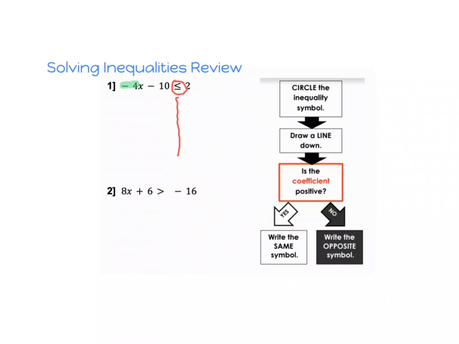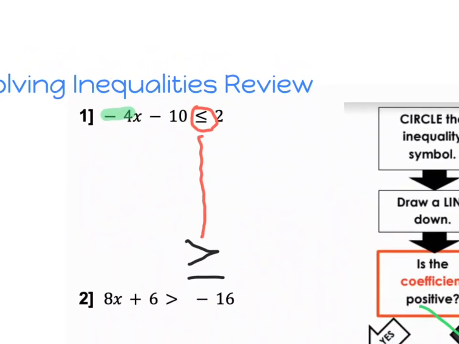Is my coefficient positive? And you'll notice that the negative 4 that's with x is not positive. So when I follow this arrow to answer the question, no, it's not positive, I have to actually change that inequality symbol around. It is not going to stay less than or equal to. It needs to become a greater than or equal to. So after I made that decision, then I'm going to go back and solve this inequality just like I would an equation, which is good news because we just did that on the last problem.